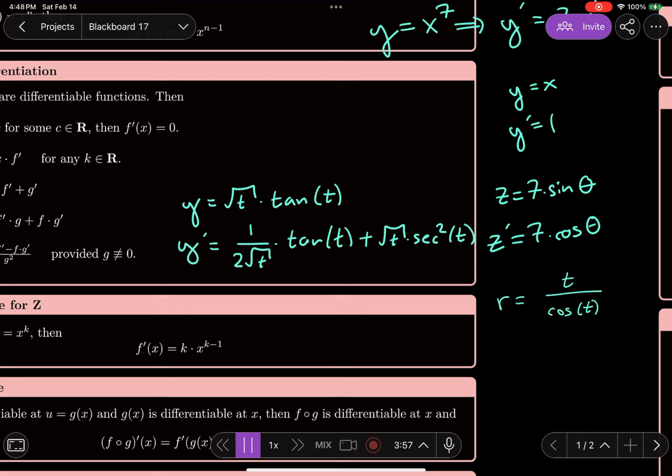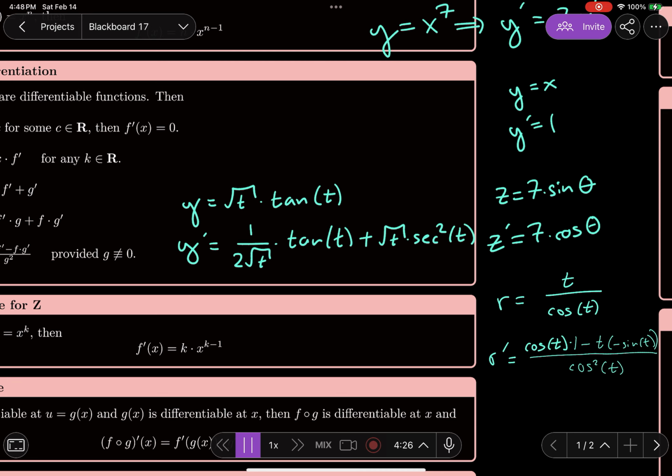Then r prime by the quotient rule is going to be this bottom function. Don't touch it. Don't change anything. Cosine of t times the derivative of the top function. But the derivative of t with respect to t is just 1. Minus the top function times the derivative of the bottom function. The derivative of cosine is minus sine of t. All divided by the denominator squared, which is going to be cosine squared of t.